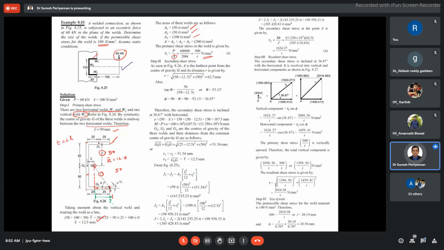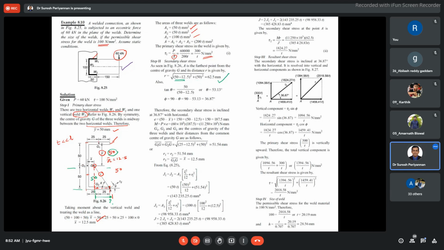Now that is nothing but 50 minus 12.5 squared. What is y bar? What is this vertical distance? Here it is 50, and here also it is going to be 50. Then we are able to find out our R value. 50 minus 12.5 squared plus 50 squared, this is our R value.